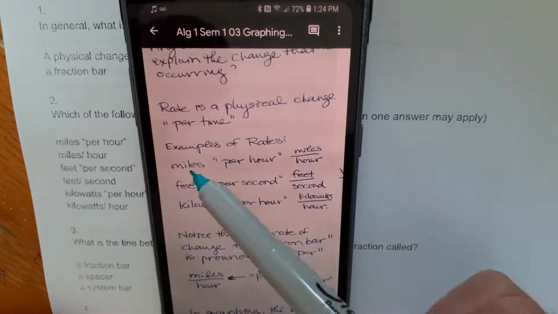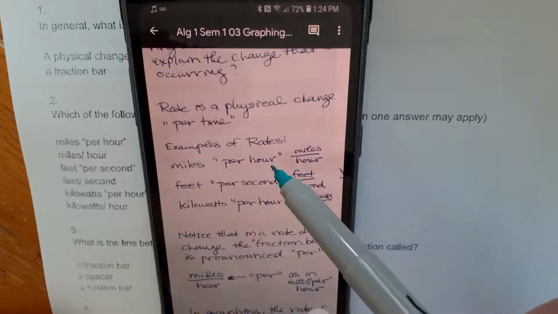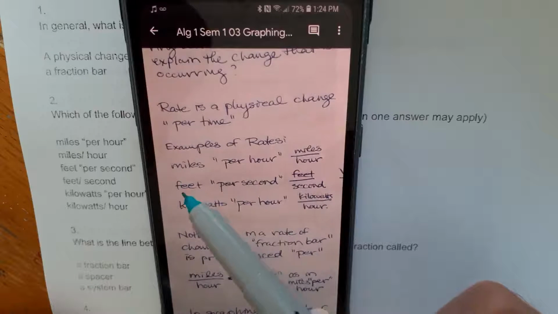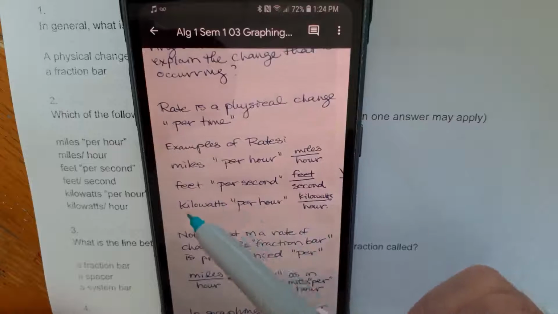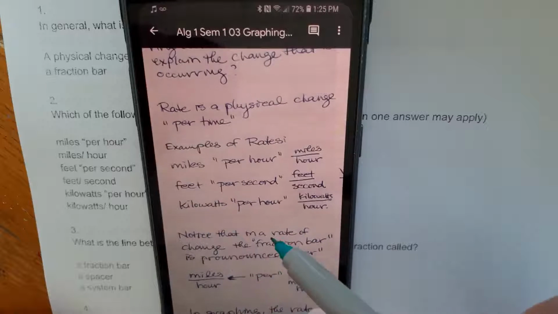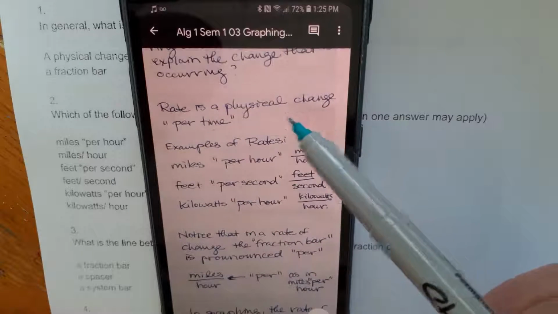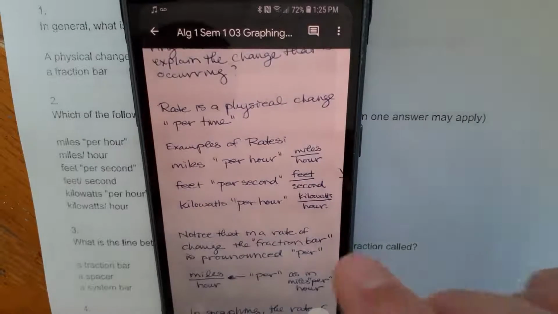All right? Miles per hour is we changed so many miles. We went 5 miles in 1 hour, right? That's a physical change, distance, miles per hour. Feet is too. Kilowatts might be, what's that, energy or electricity? Kilowatts are a measurement of electricity that's flowing per hour. So some physical change in electricity is a physical change that happens per hour. And it's not always a physical change per time, but that's probably the easiest way to remember it and the most common when you're talking about Algebra 1.